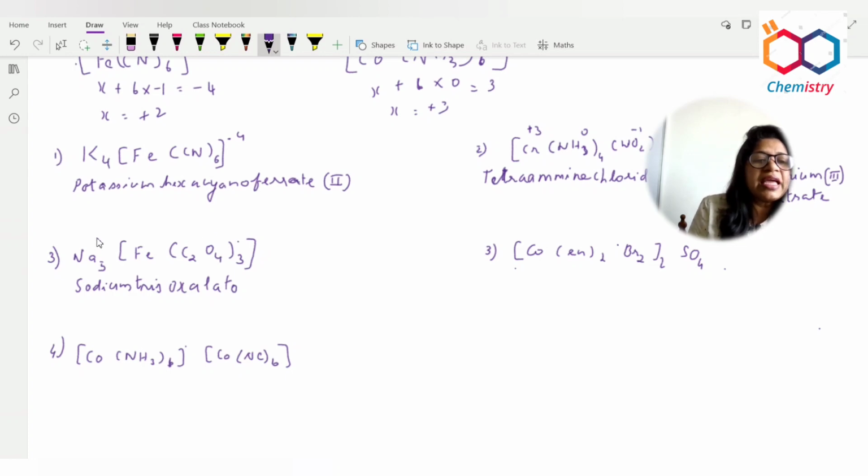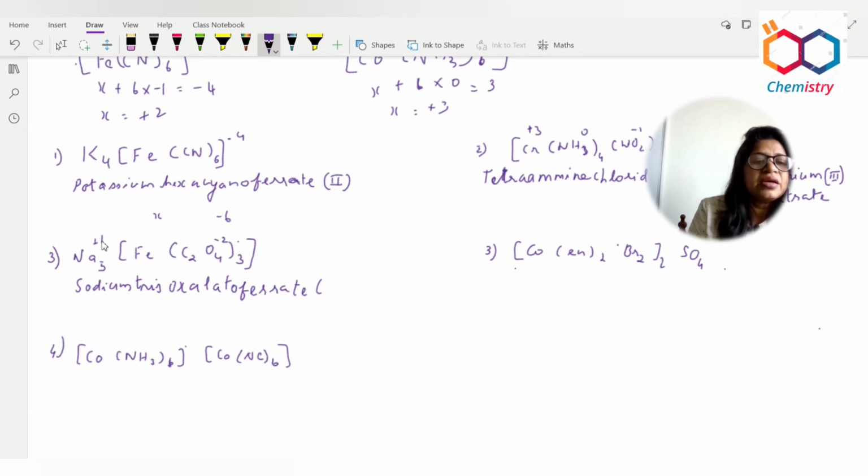And is this a positive coordination entity or negative? Sodium. Whenever it comes second, it is a negative coordination entity. So the name of the central metal ion will end with ATE. So ferrate. Now the oxidation state. Oxalato, one oxalato is -2. -2 into 3 is -6. Fe, we don't know, X.